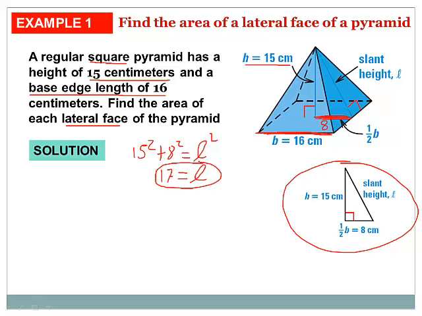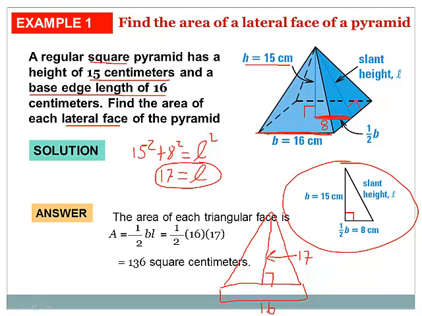Now, if we're trying to find the area of one of the lateral faces, remember, the lateral face is a triangle. We have this perpendicular segment here, which is your slant height, 17, and your base is 16. All you do is plug it into the formula, 1/2 base times height. In this case, the height is your slant height, so that would be 17. Your base is 16, times 1/2. You multiply it out, you get 136 square centimeters. And that's the area of one of the lateral faces.